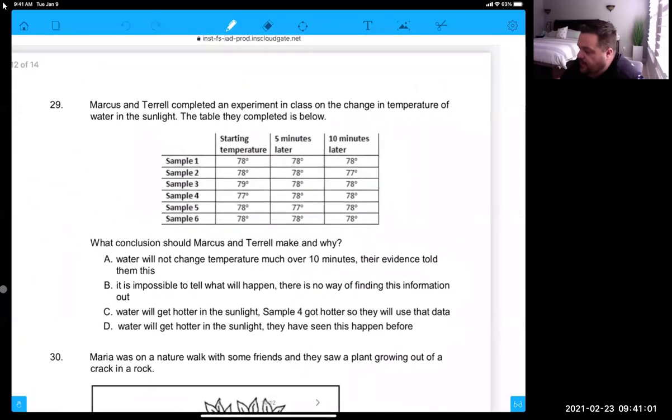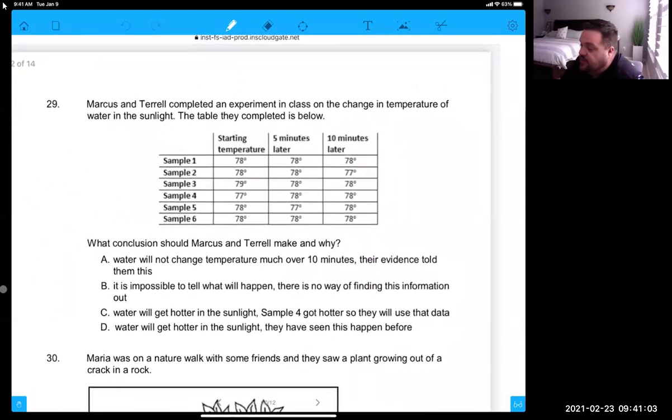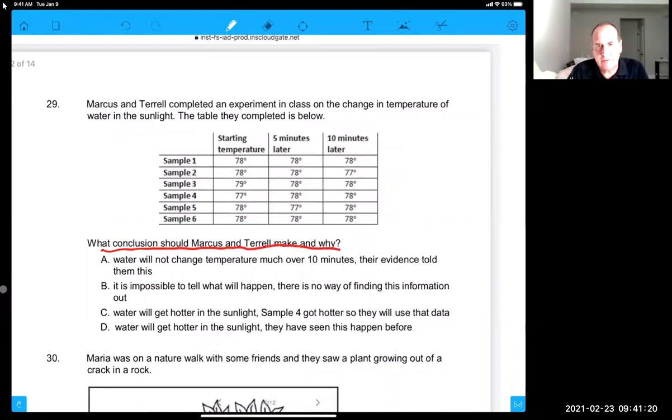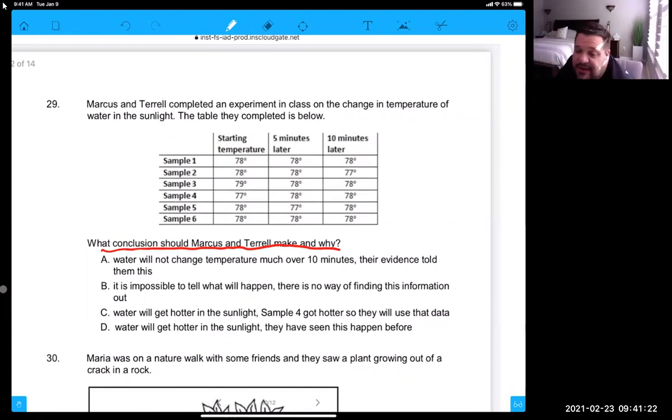Oh boy, Mr. Spina. Let's look at this last one, number 4. We'll just do them together. You guys can pause us if you want, but we have to read these and come up with them. So Marcus and Terrell completed an experiment and they completed this table. What conclusion should Marcus and Terrell make and why? You got to read through it. This one, you got to read each choice and figure out which one makes sense.